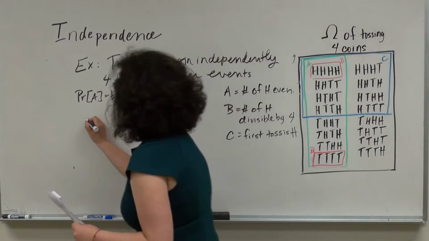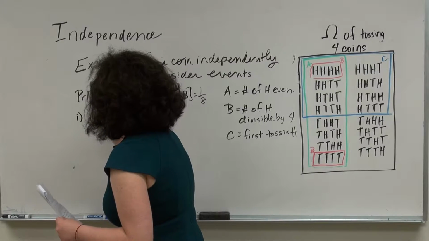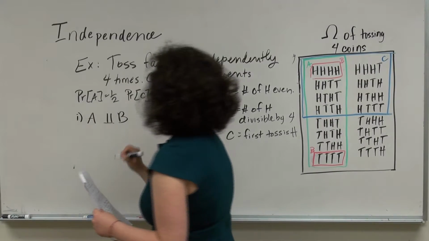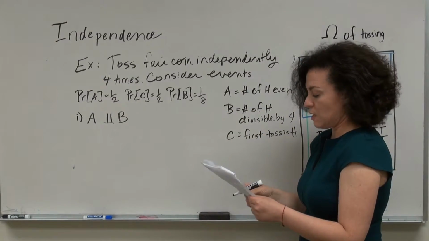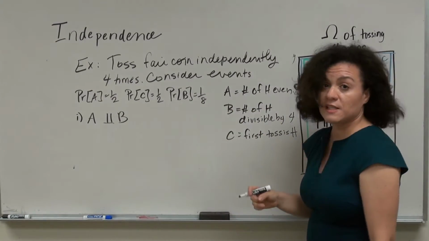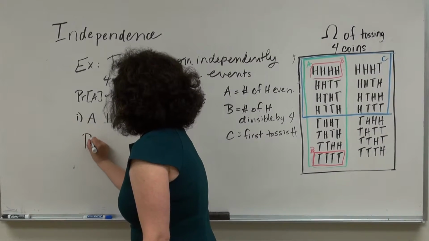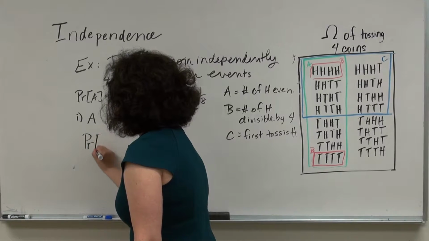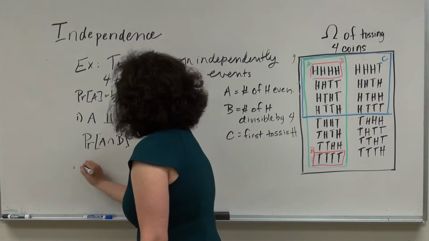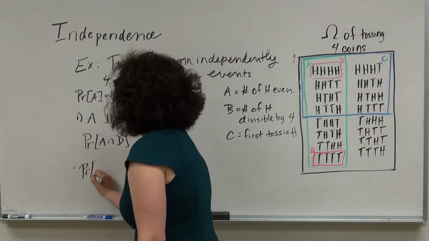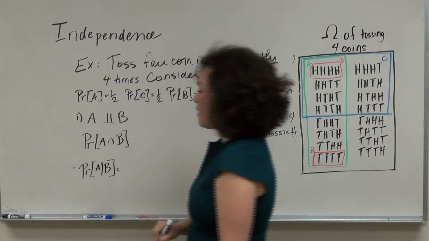So the first thing we're going to consider is, are events A and B independent? So this symbol means independence. So are these 2 events independent? There's a few ways that we can look at it. So let's consider 2 things. We're going to consider the probability of A and B, and we are going to consider the probability of A given B. And we can solve them.